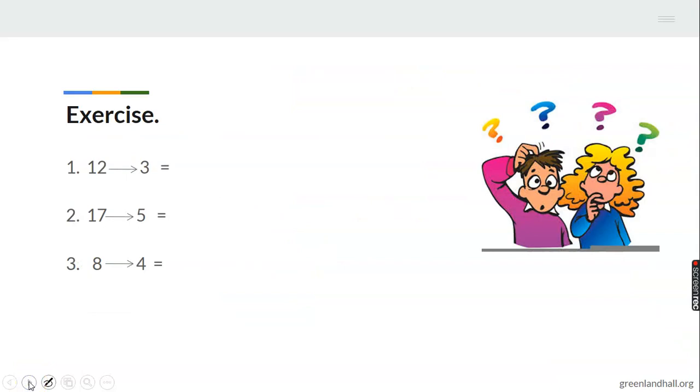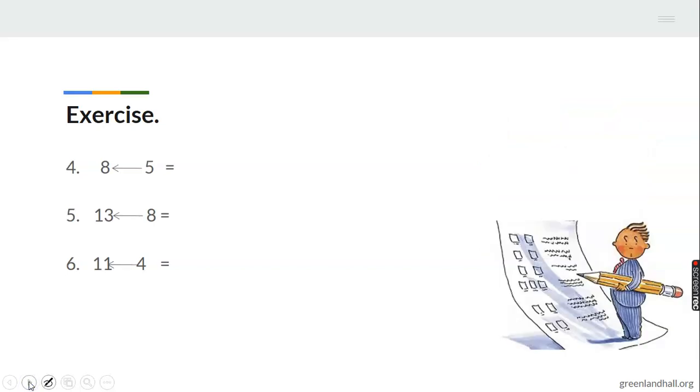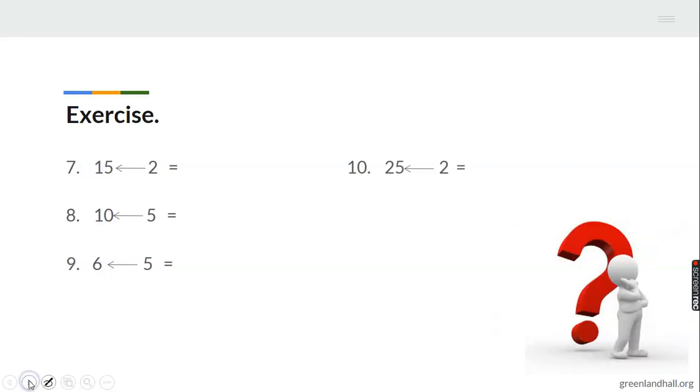This is number 1, number 2, 12, straight arrow to 3, what will it give us? 17 arrow to 5, what do you expect? 8 arrow to 4, what do we expect? Number 4, we have the arrow backwards, 5 arrow backwards, 6 is also arrow backwards, 7, 8, 9, and 10.